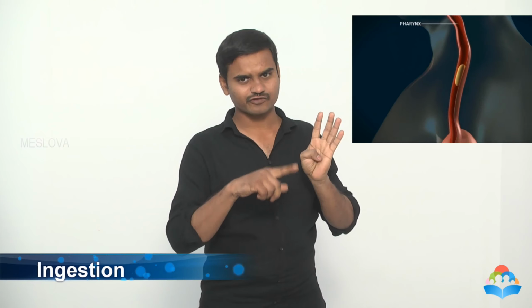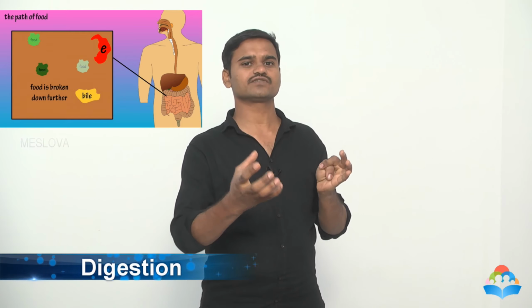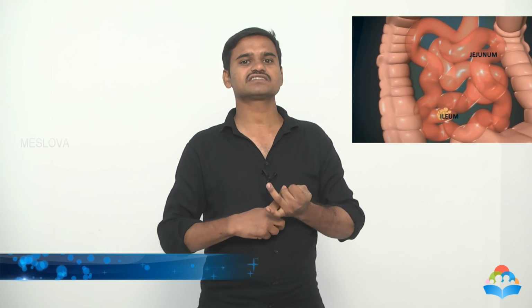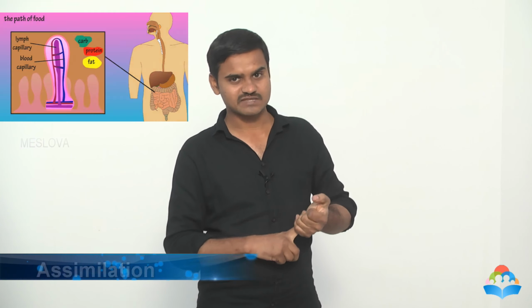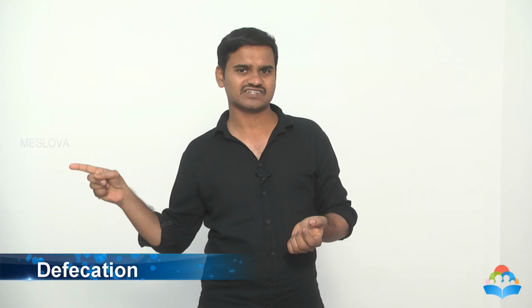In the complete digestive system, from the mouth to the anus, you observe grinding of food material in the mouth, digestion in the stomach and absorption in the intestine. Ingestion is nothing but intake of food in the mouth. Digestion means the breakdown of complex substances into simple forms. Assimilation means the digested matter absorbed by the intestine, and waste material eliminated from the body through the anus is called defecation. This is the process of digestion in human beings.